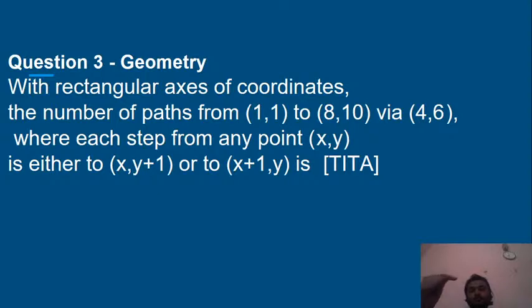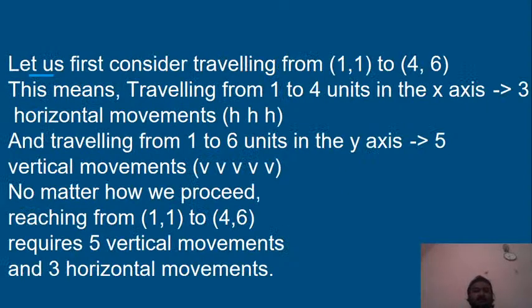From 1 1 you can go to 2 1 or 1 2. Then from 1 2 you can go to 2 2 or 1 3. So you can only move one step along one axis. So this is what the question says.